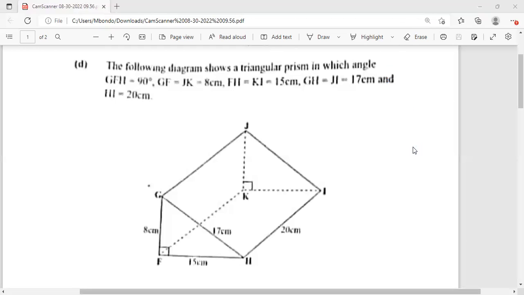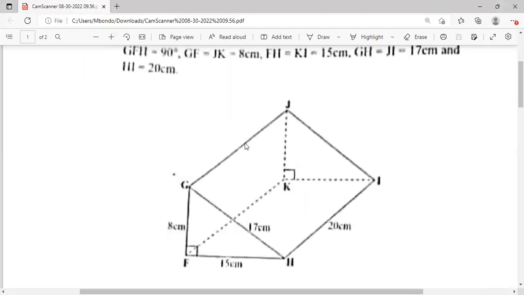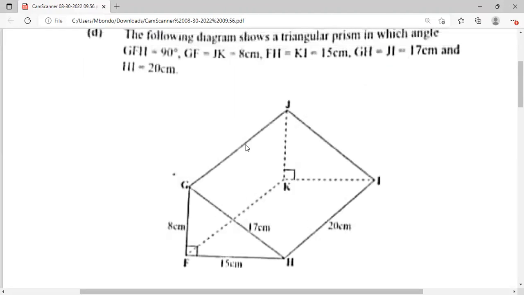Then the question that we're being asked now is to find the total surface area. Now, I have told you that, yes, the question is asking us to find the total surface area, but we're also going to go ahead and find volume. So I'm going to start with the total surface area. Let's start, and we'll see how we are going to do it.